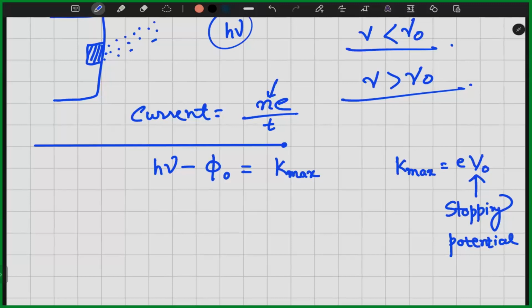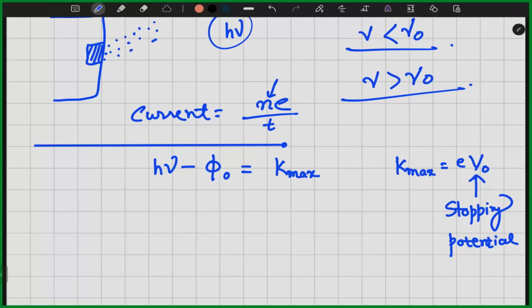That means phi naught is the work function, that is the minimum amount of energy required for the electron to escape from the metal plate. The photon energy h nu is given, it has to be more than phi naught, then only it will emit, kicking out the electron from the metal plate, and the rest of the energy is converted into kinetic energy, and it is the Kmax. Again, I have explained that.